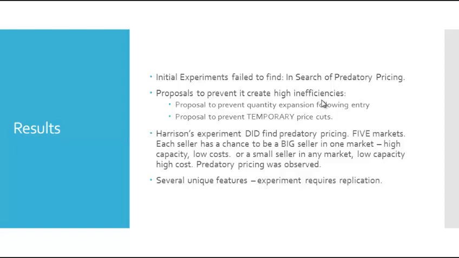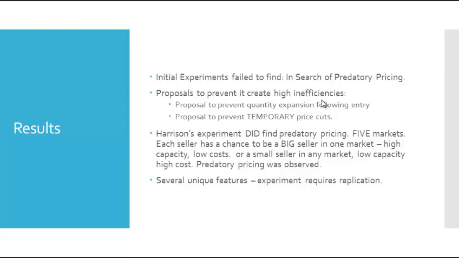So some people have made proposals to prevent predatory pricing, and one of these is that if you have entry, then what you should do is prevent the incumbent firm, the one that is already in the market, from expanding quantities, so that they can't drive the new entrant out of the market by expanding sales. And the other proposal is that you should prevent them from making temporary price cuts. They can make a price cut, and then they have to hold it for 5 periods. Now people actually tested these rules, and they found that they create a lot of inefficiency.